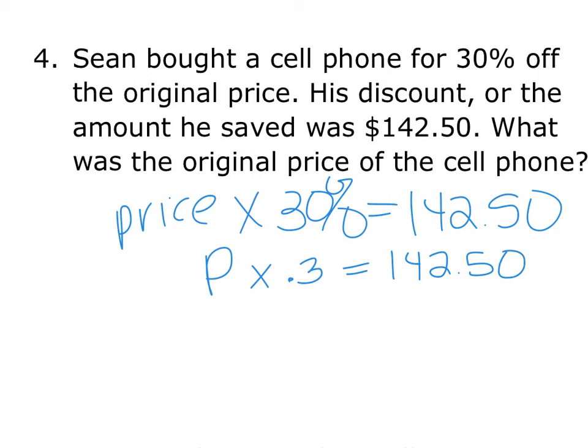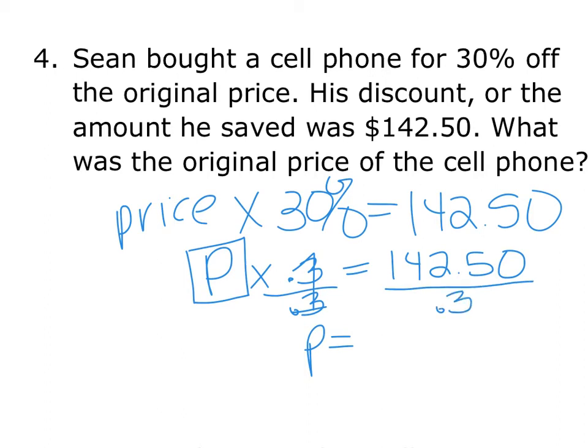So once again, our unknown is not isolated, so we're going to have to isolate our variable to find the original price. And once again, we're going to do the opposite operation. The opposite of multiplying by 0.3 would be to divide by 0.3. So now we have isolated our variable, but whatever we do to one side of the equation, we need to do to the other.